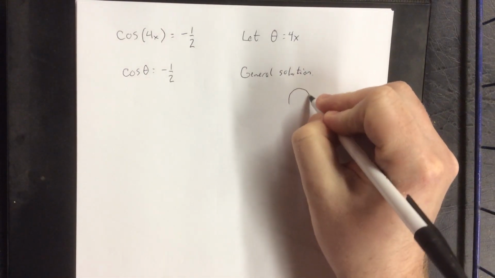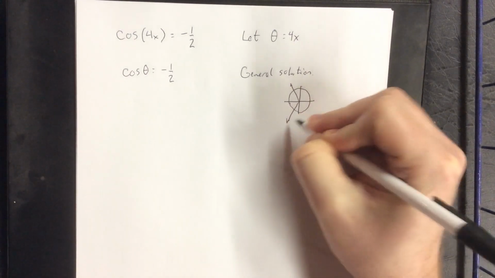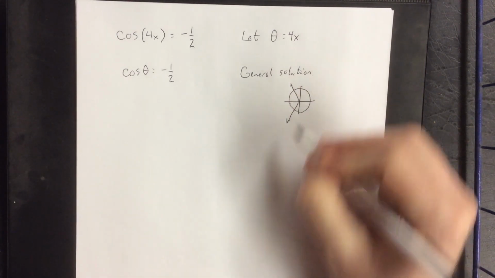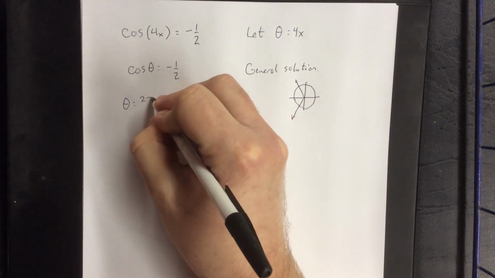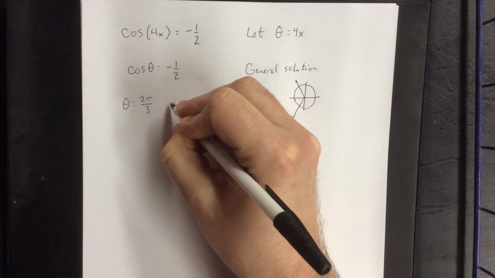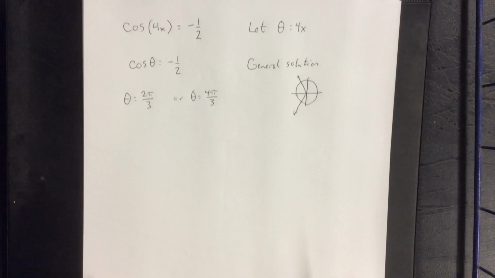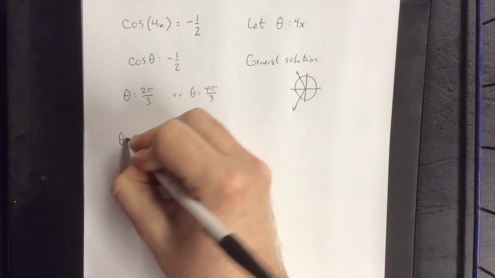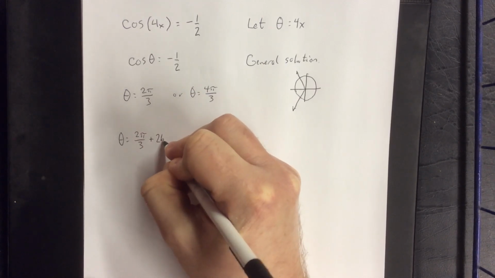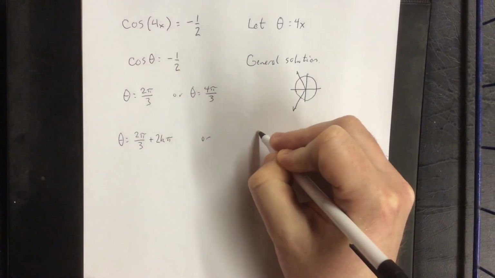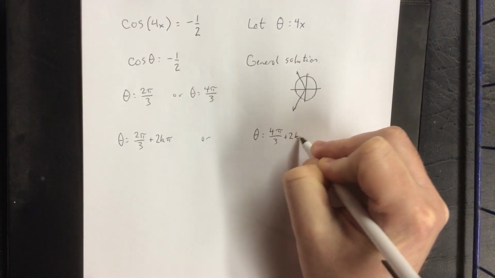There are 2 angles on the unit circle where the cosine is equal to negative 1/2. There will be a quadrant 2 angle as well as a quadrant 3 angle. This will occur at theta is equal to 2 pi over 3 or theta is equal to 4 pi over 3. Writing these down as general solutions, this would be theta is equal to 2 pi over 3 plus 2k pi, or theta is equal to 4 pi over 3 plus 2k pi.